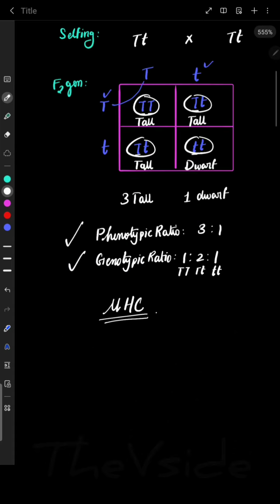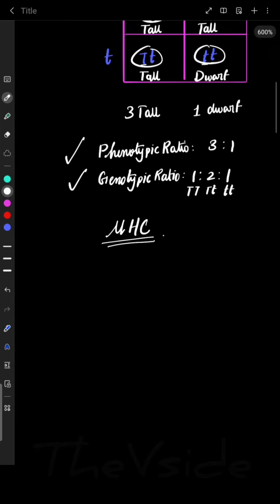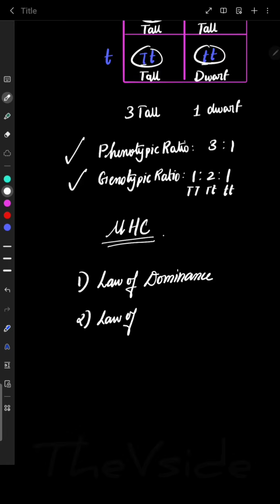From this monohybrid cross, Mendel gave two principles. The first one is law of dominance and the second one is law of segregation.